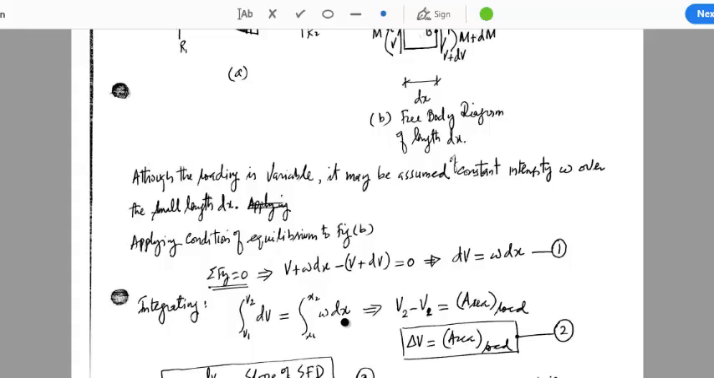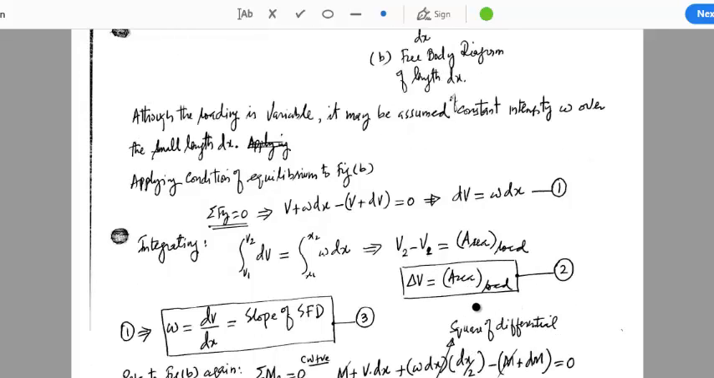So the integral of omega dx from x1 to x2 gives us the area of the load diagram from x1 to x2. So on the left side we have V2 minus V1, and on the right side we have the area of the load diagram. What is this V2 minus V1? V2 minus V1 is the change in V, and this is equal to the area of the load diagram. This is one of the important relationships that we will discuss today. Let's label it as equation number 2, and this relationship says that the change in shear is equal to the area of the load diagram.